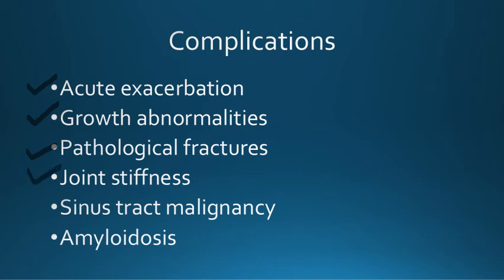There can be joint stiffness. Why will the joint stiffness happen? If the osteomyelitis is present near a joint, then the patient might not be moving his limb or the joint in the normal way because of the pain associated with movement. So there can be joint stiffness also. If it is a long standing osteomyelitis, sinus tract malignancy can happen, and amyloidosis also might happen.